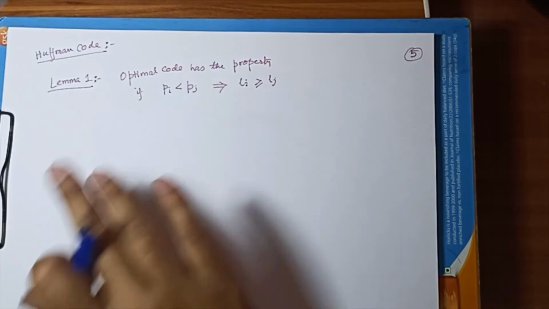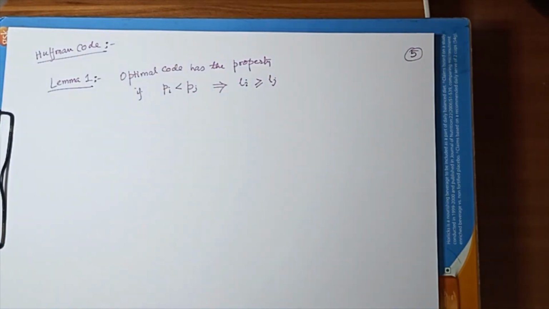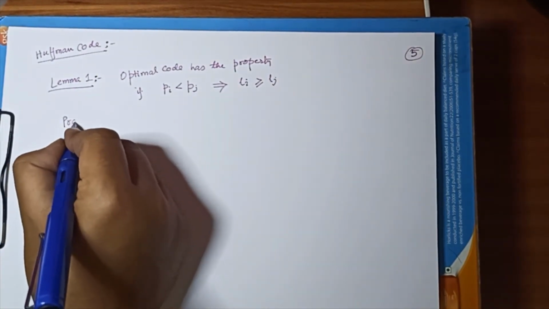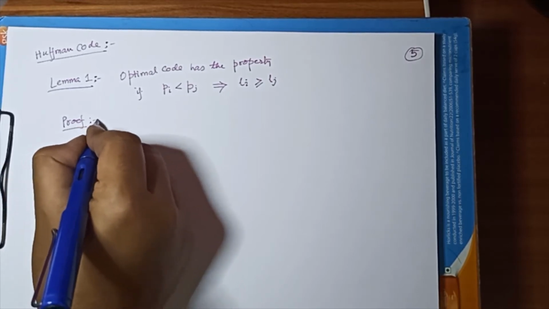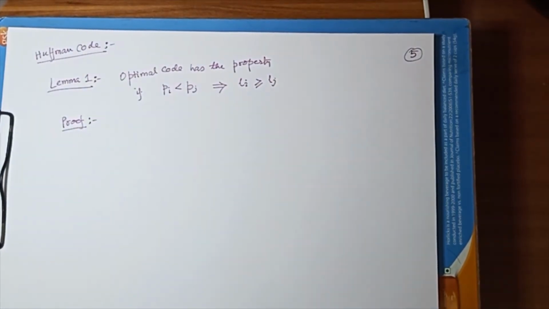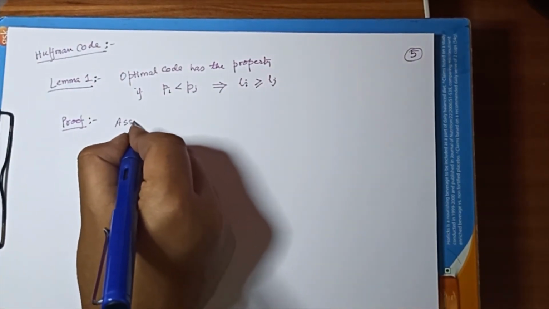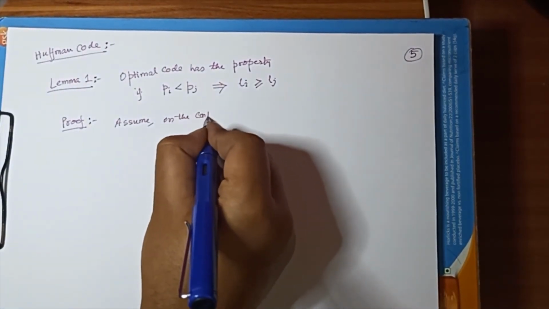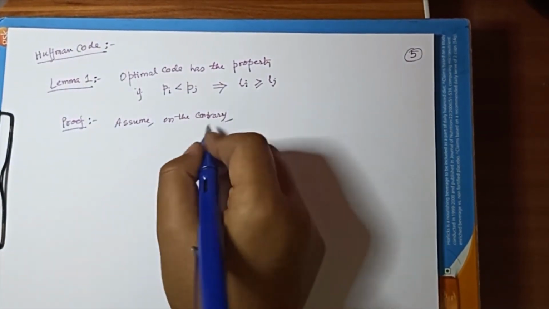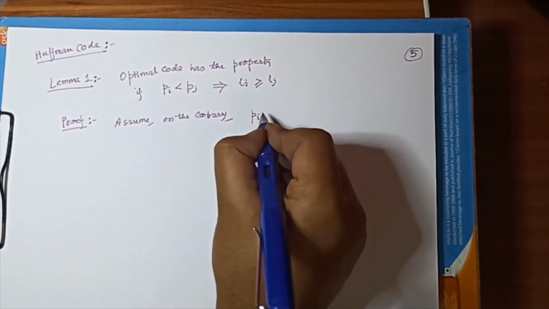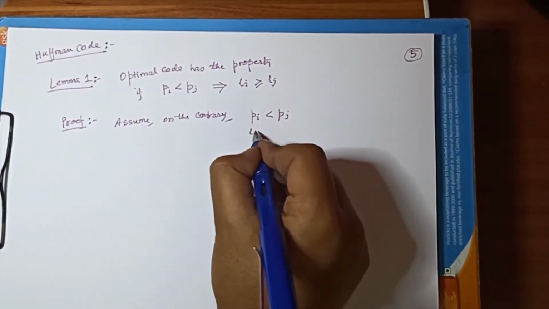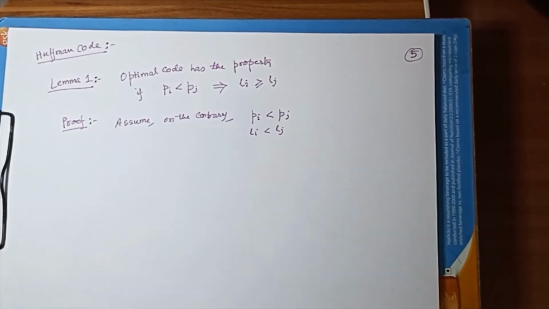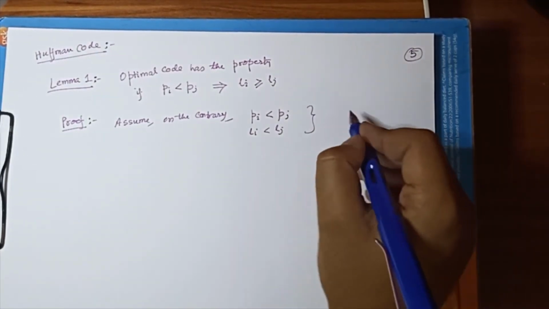So he observed that optimal code always has this property. So how did he prove it? He proved it even without taking into consideration the relationship between lj and pj. He really did not care. So he said, assume on the contrary, suppose pi is less than pj and li is less than lj. Okay, so suppose this is the code C.